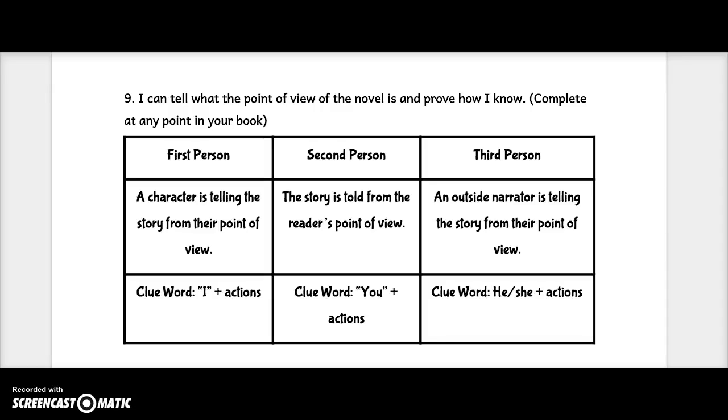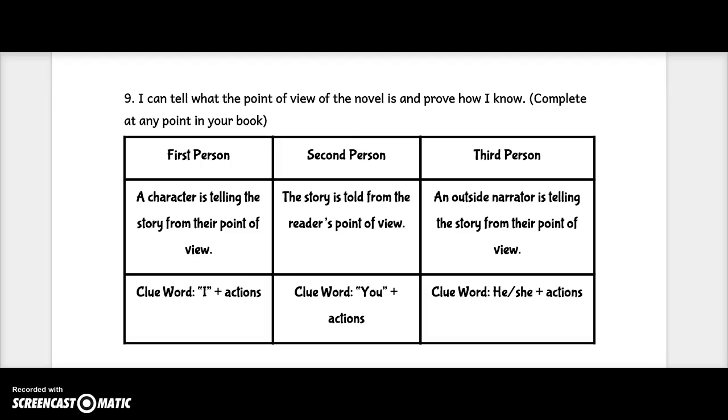This is I can statement number 9, which is I can tell what the point of view of my novel is and prove how I know. And this is an I can statement that you can really complete at any point in your book. And I think that you could probably figure out the point of view of your book within the first couple of chapters. So there's 3 types of point of view.